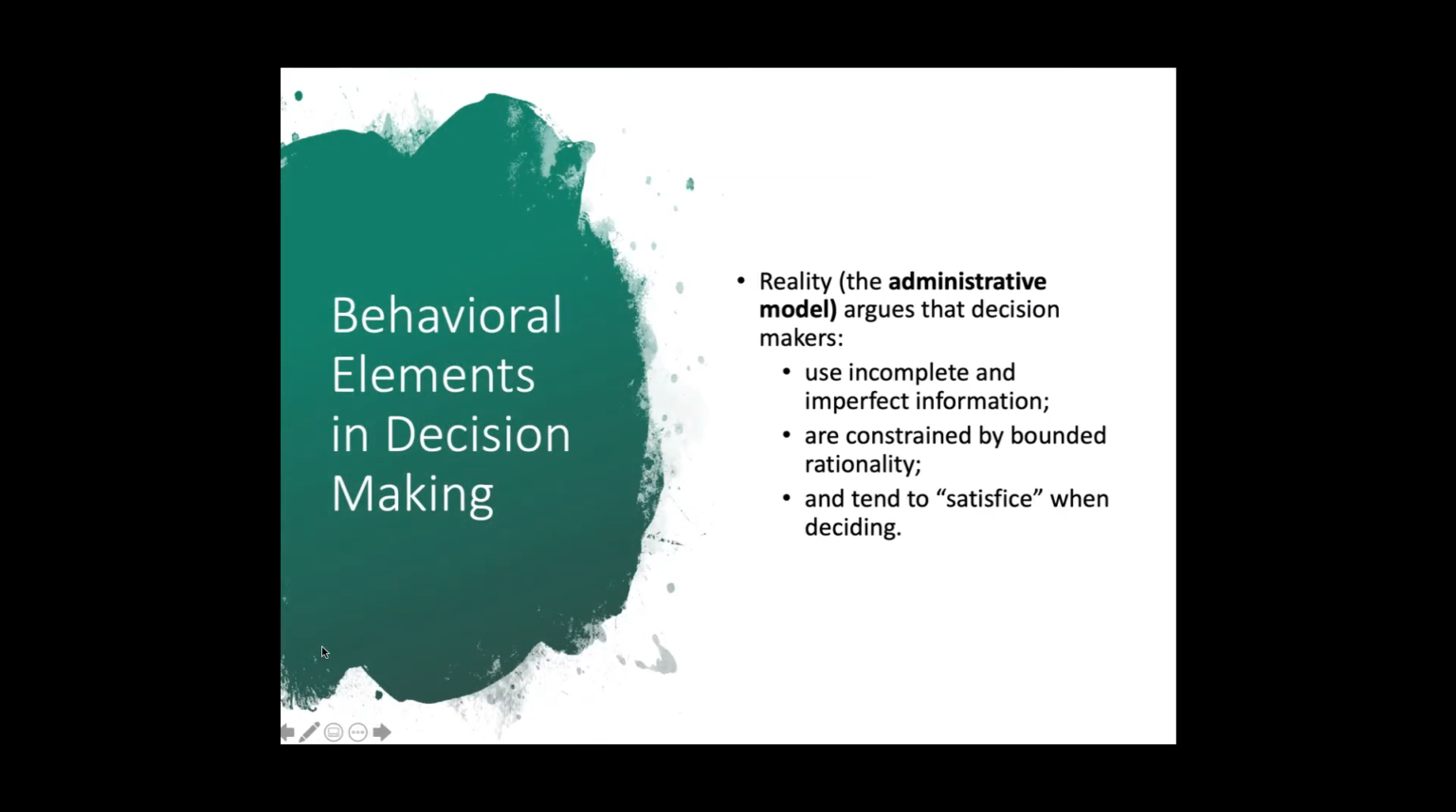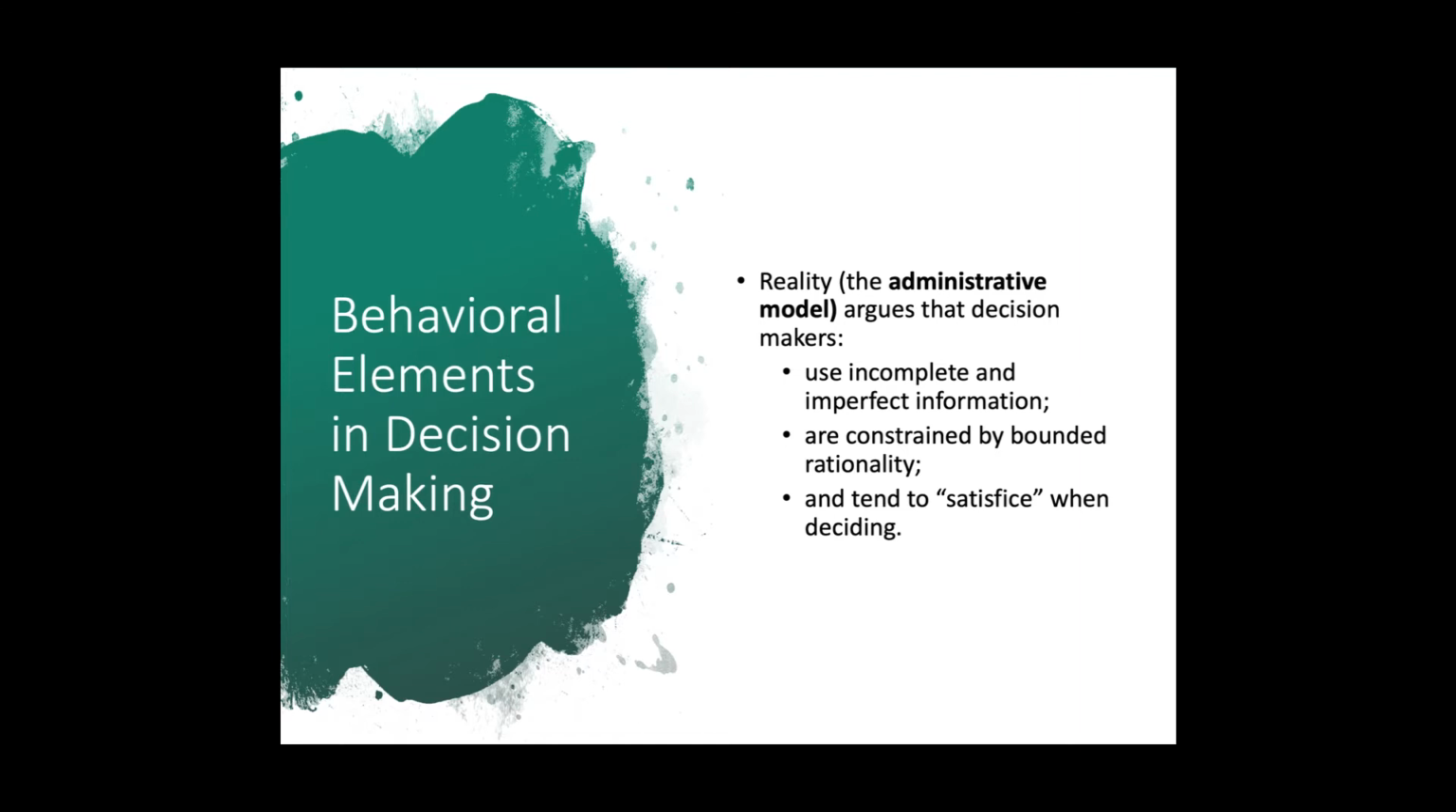Let's talk about behavioral elements in decision making. And really what we're suggesting here at the very outset is that what the textbook calls the administrative model, we could really just call the real world. In the real world, decision makers use incomplete and imperfect information. We don't have complete and perfect information all the time. So we use the information we can get. We are constrained by bounded rationality, and we tend to satisfice when deciding. And we'll talk about what those terms mean.